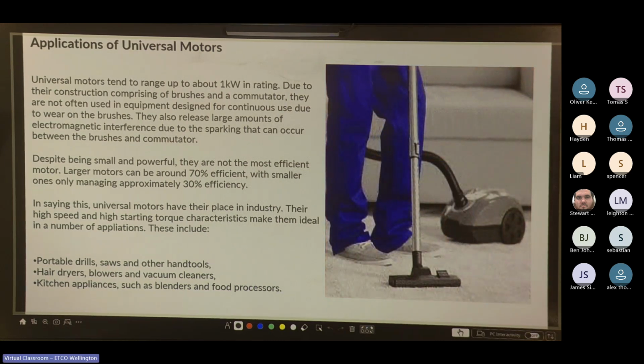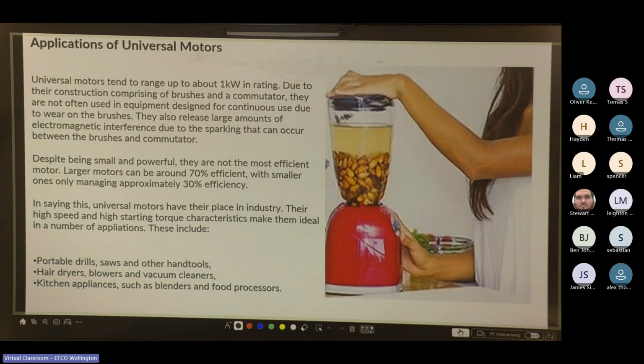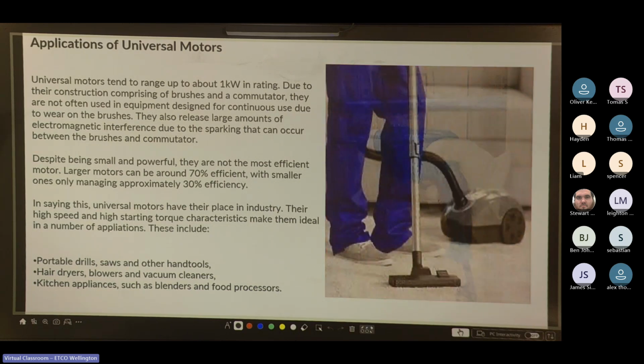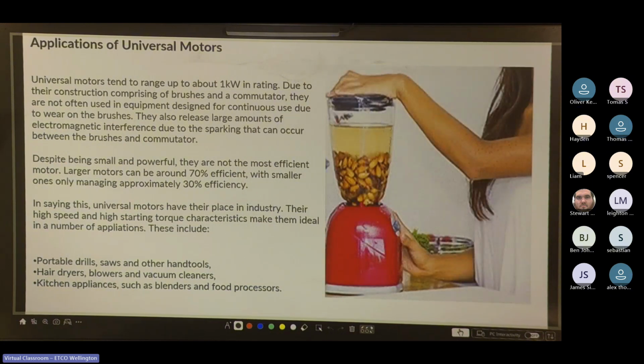Large motors can be around 70% efficient, with smaller ones only managing approximately 30% efficiency. In saying this, universal motors have their place in industry. Their high speed and high starting torque characteristics make them ideal in a number of applications. So these include portable drills, saws, and other hand tools, hair dryers, blowers, and vacuum cleaners. Kitchen appliances such as blenders and food processors.